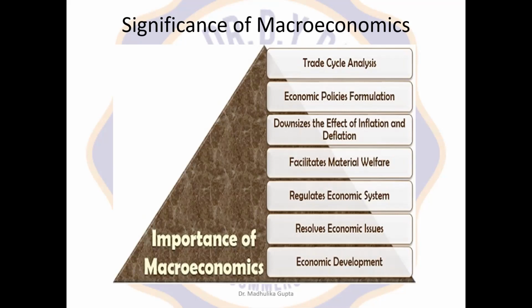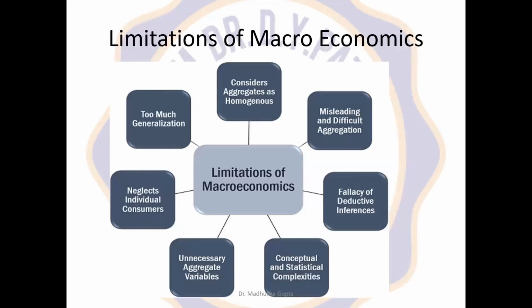The next we'll understand the limitations of macroeconomics. The very first one, it considers aggregates as homogeneous, right? The individual data may not be similar in structure or composition. Thus, when such single figures are compiled to get an aggregate value, it may not seem to be that useful, because everything is not homogeneous. Everything is different to each other. So it takes that into consideration, and that is the drawback.